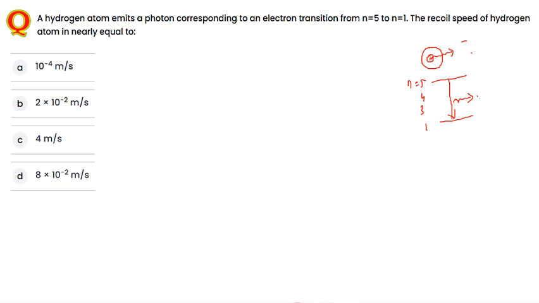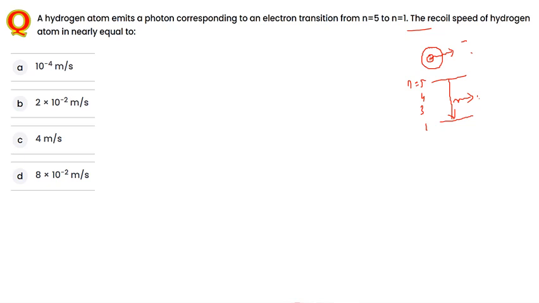So the recoiling speed of a hydrogen atom is nearly equal to what? What they are asking here is the velocity. The recoiling speed is the velocity of a hydrogen atom; it will be equal to what? For this one, in this case, both are equal. In what case are both equal? Because of the recoiling property they have mentioned here.